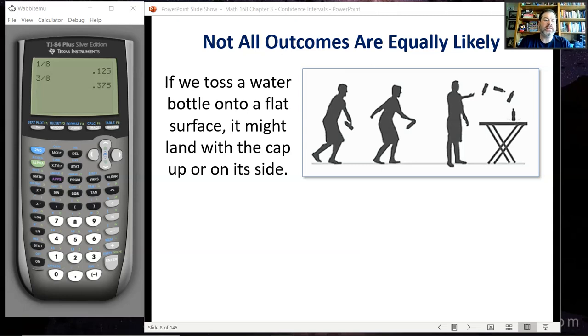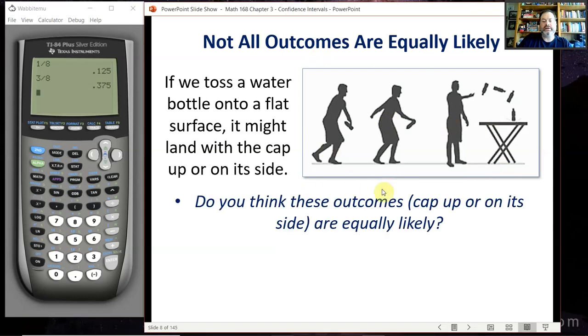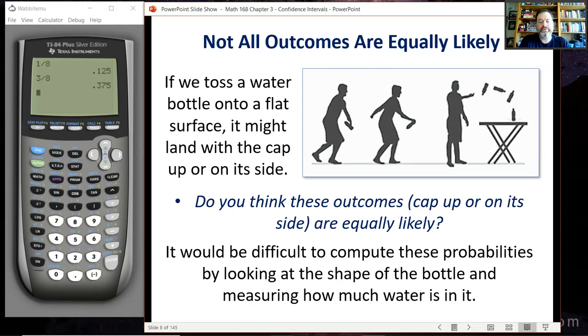If we toss a water bottle onto a flat surface, it might land with the cap up or on its side. So you guys have all seen this before, right? Do we think the outcomes are equally likely? Well, no, right? We don't think that the outcomes are equally likely. But we can still figure out the probability of landing cap up, but we're not going to do it using the theoretical probabilities, right? We're not measuring the shape and computing it.